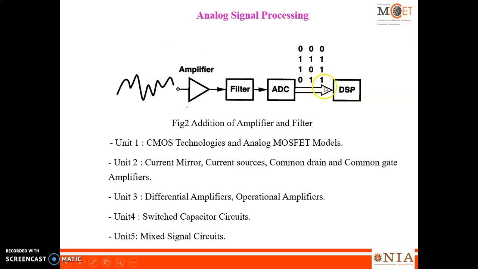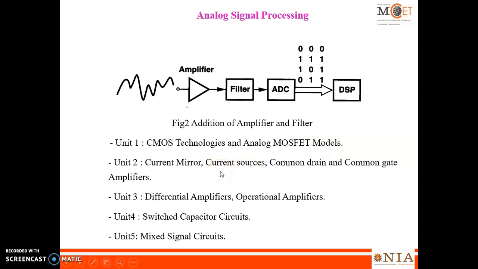Related to this, we are going to learn about different topics. The first unit is CMOS technologies and analog MOSFET models. In unit 1, you are going to discuss the MOS structure, threshold voltage and the capacitance associated with the MOSFET, and then different analog MOSFET models such as the low frequency small signal model and the high frequency model.